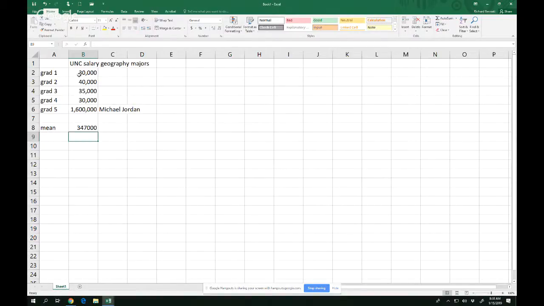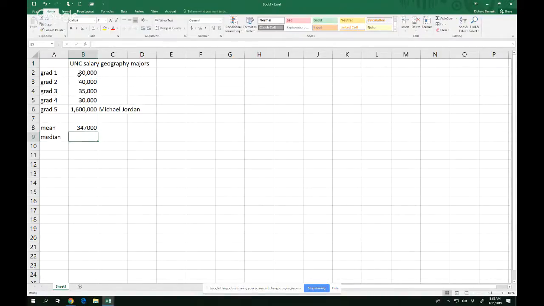Okay. But the problem with the mean, okay, is it's influenced by outliers. Okay? So we got to be a little bit careful about that. Now, another way to do this would be to find the median.